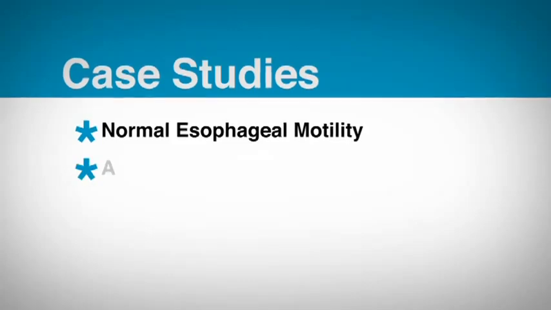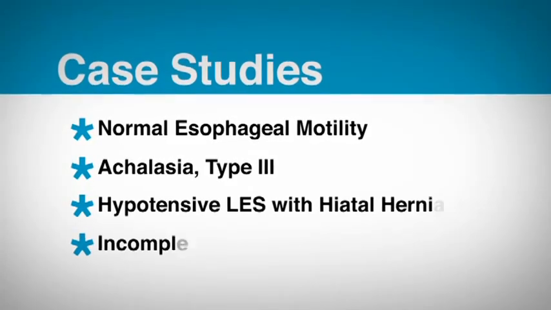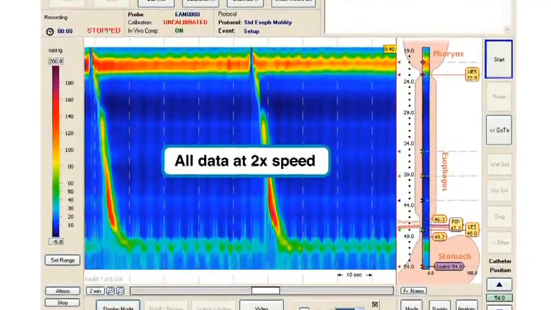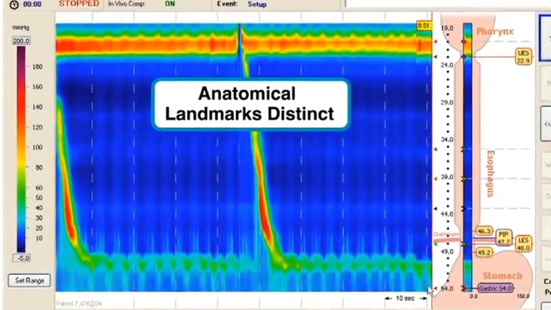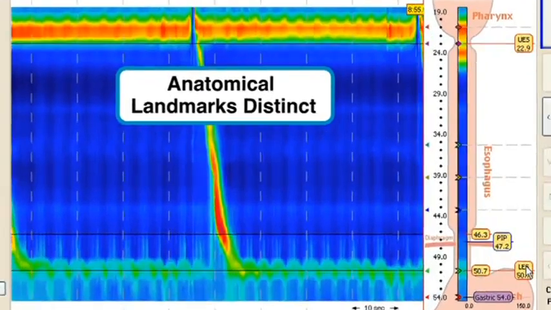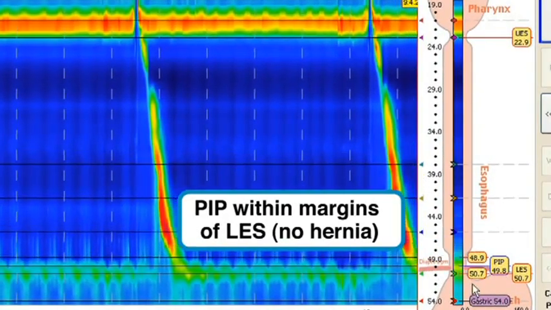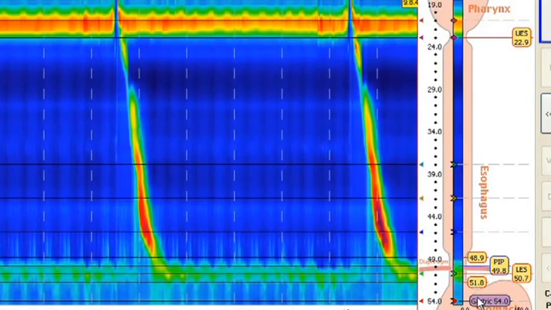These benefits of Manoscan's advanced data capability continue from the clinic to data analysis. Let's explore these in several representative case studies. Normal esophageal motility. In this subject, anatomical landmarks are distinct, and the pressure inversion point is within the margins of the LES, indicating no hiatal hernia.